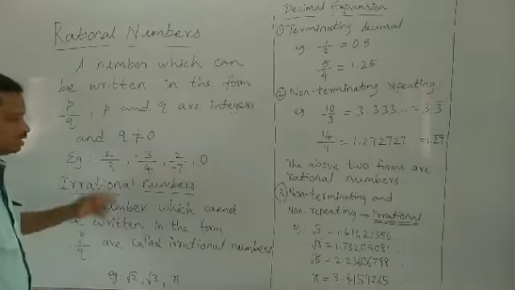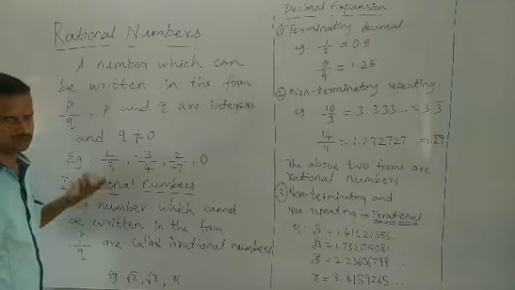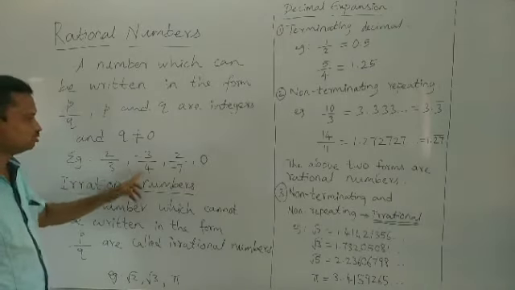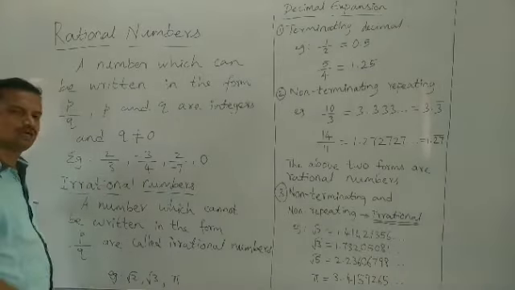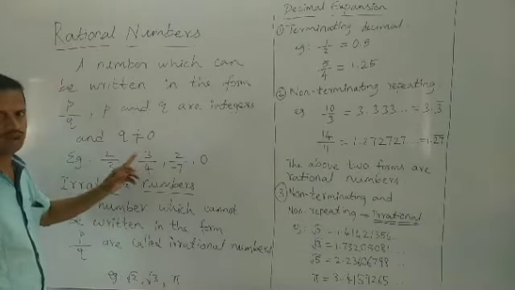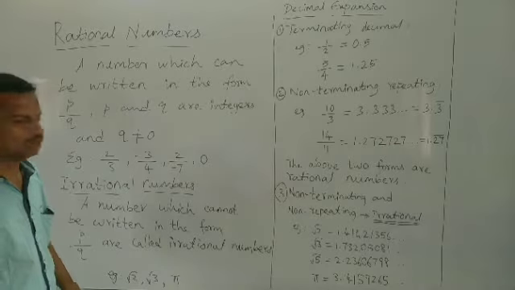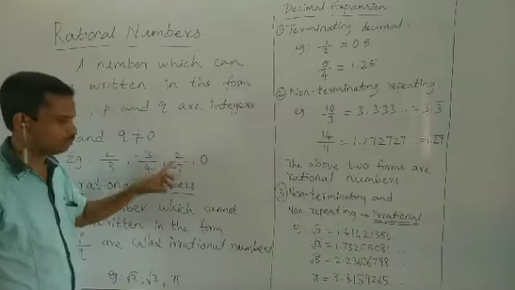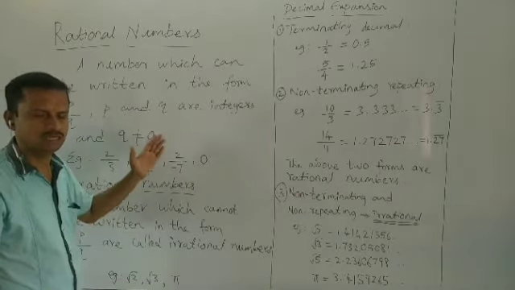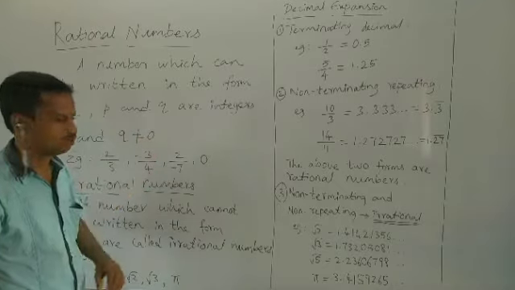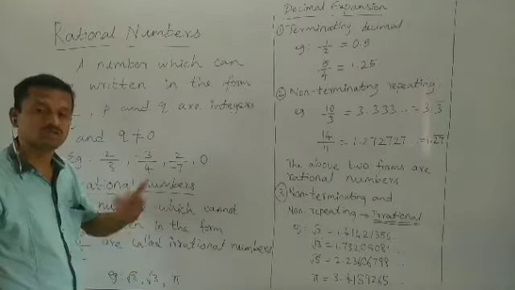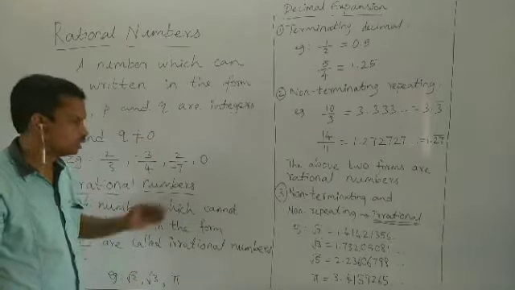Example, 2 by 3, integer by integer, so it is a rational number. Minus 3 by 4, negative in the numerator and positive in the denominator, is a rational number. 2 by minus 7, positive integer by negative integer. Anyhow, integer by integer, so it is a rational number. And 0 is also a rational number. That we will see later.